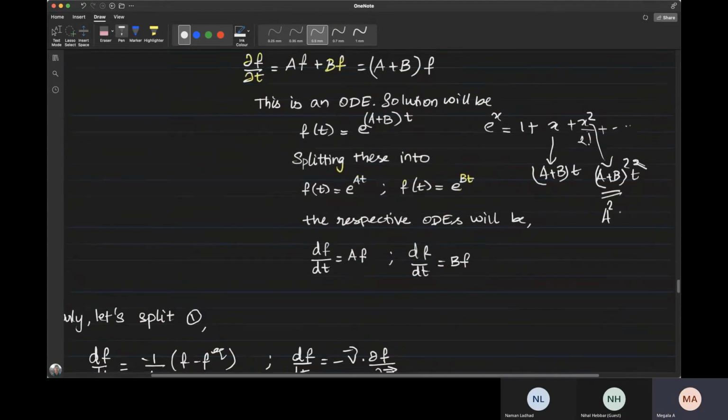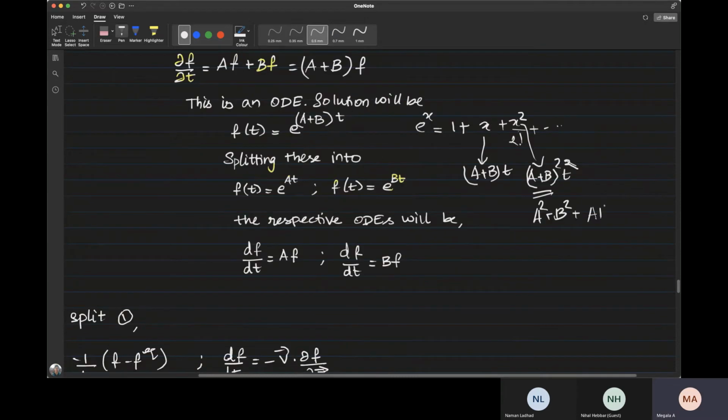This can be written as A squared plus B squared plus AB plus BA. These are matrices. You cannot just write them as 2AB. So you have AB plus BA. These matrices need not commute. So for this splitting of operators, let me call this F1 and this F2.